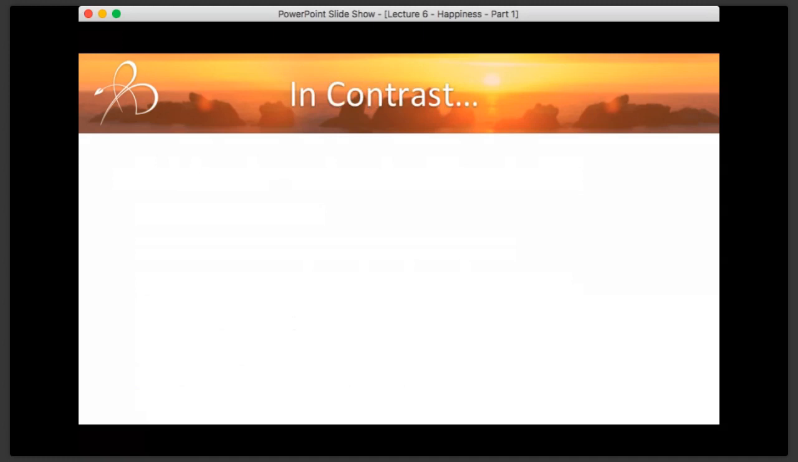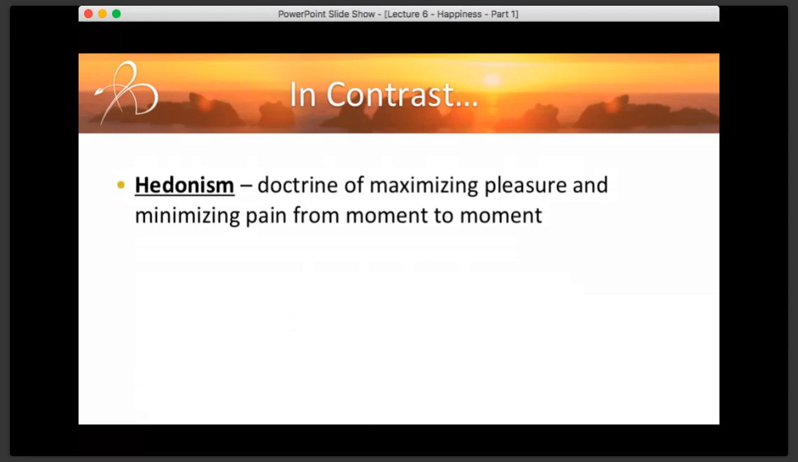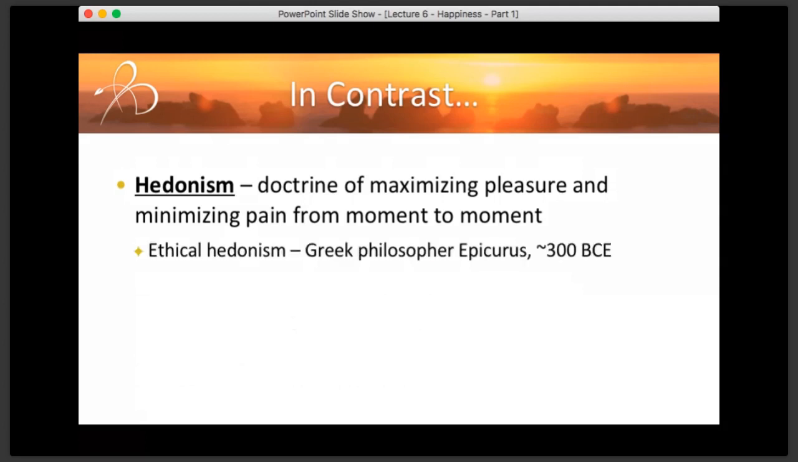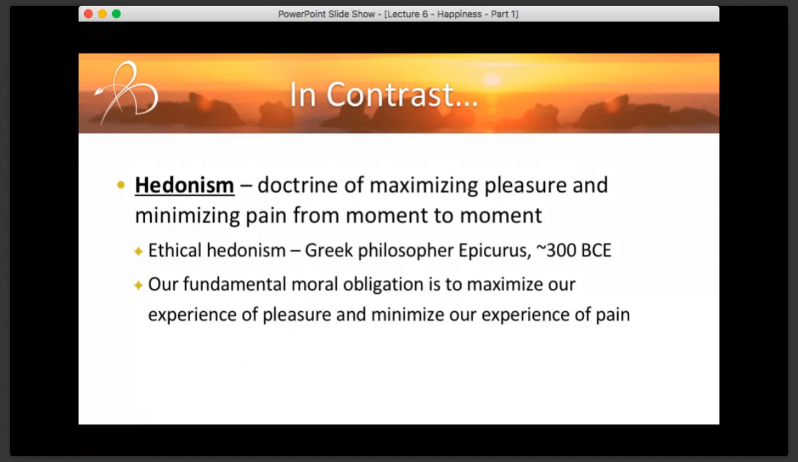There's another historical viewpoint here to happiness, which is hedonism, which is the doctrine of maximizing pleasure and minimizing pain from moment to moment. And there was a Greek philosopher, alive when Aristotle was alive, who was a proponent of this notion. The doctrine of ethical hedonism was espoused by the Greek philosopher Epicurus. And the doctrine here is that our fundamental moral obligation is to maximize our experience of pleasure and minimize our experience of pain from moment to moment. And in the hedonistic viewpoint, happiness is akin to pleasure or comfort or satisfaction or positive emotions.